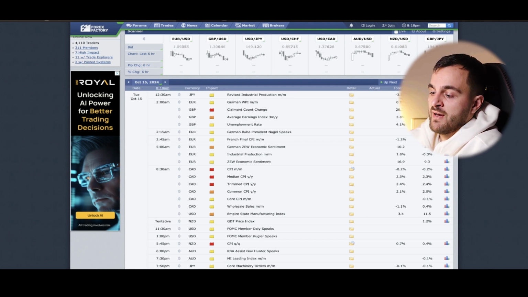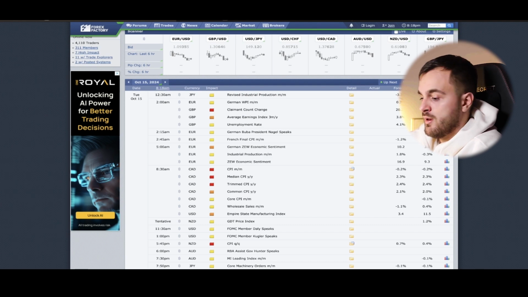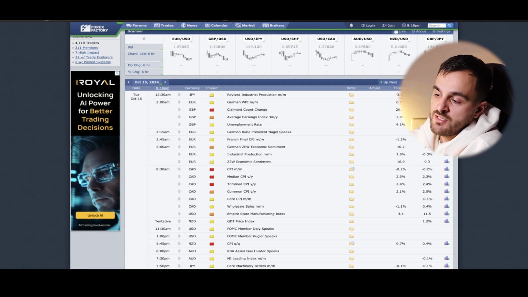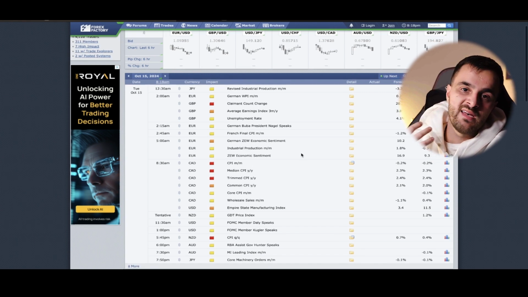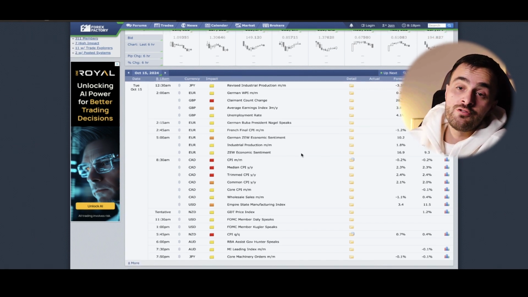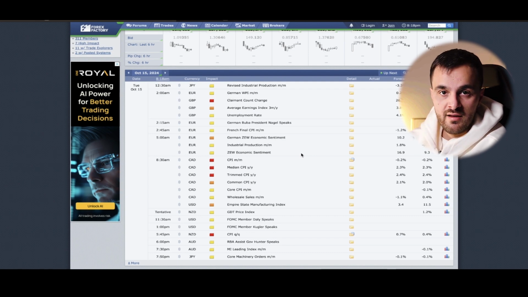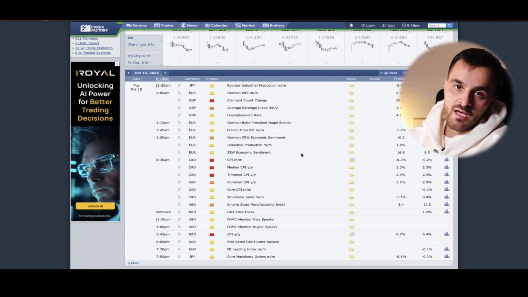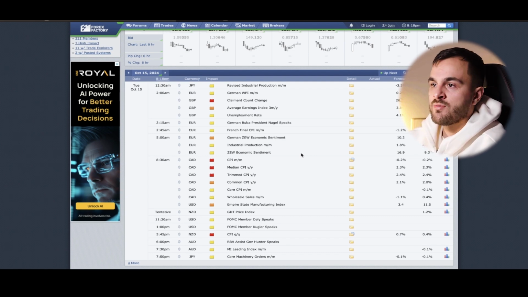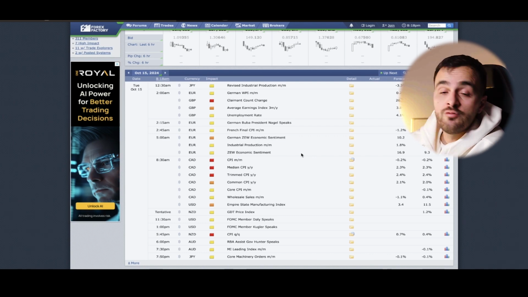It helps us understand the factors of the news and how it impacts the currency from a negative or positive standpoint. Just because it's red doesn't mean it's negative. A lot of new traders, when they see high impact, they see the red, and they think it's more negative. It could be positive or negative depending on the result of the news.